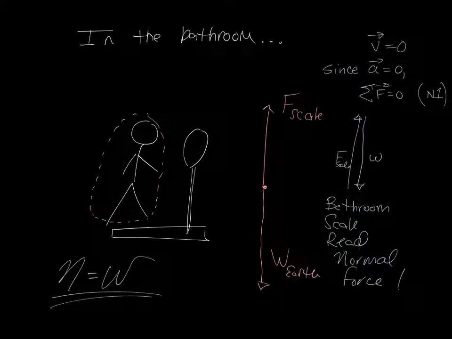Okay? So now if we make things a little more interesting, we could have the bathroom scale and the person in an elevator, right? So let's say they're in an elevator. Now that would be the tipper. It doesn't really matter if you're moving upwards or downwards. Again, what matters is that your velocity isn't changing. So the elevator is moving in one direction, not changing speed.